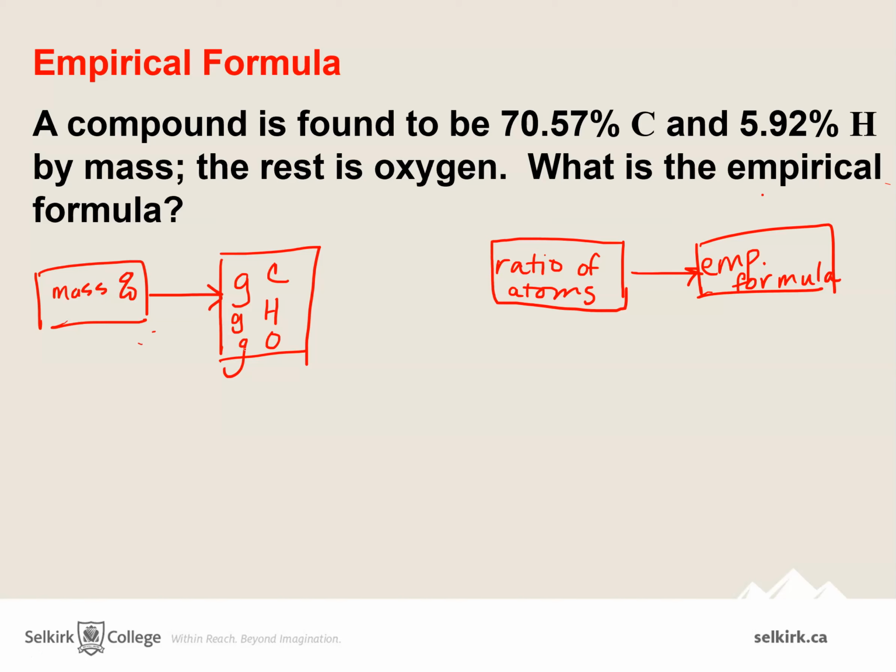So how do I relate the masses of things to the ratio of the particles? I know a conversion factor relating masses to moles, which are groups of particles. So if I knew the moles of hydrogen, moles of carbon and moles of oxygen, the ratio of moles is the same thing as the ratio of atoms.